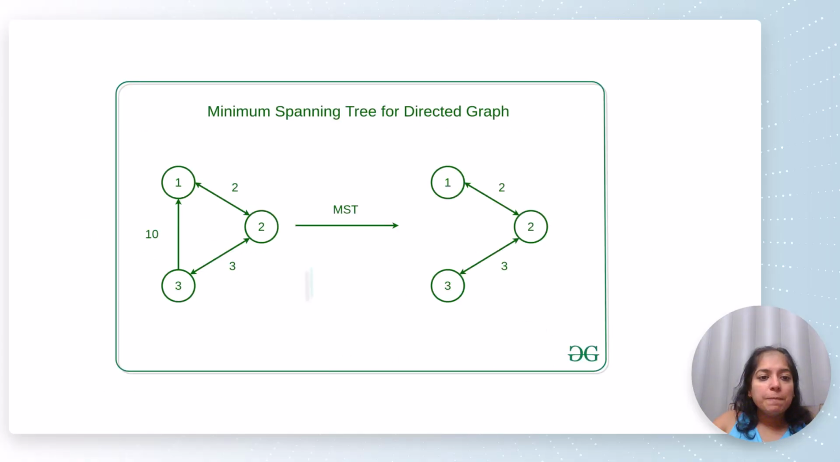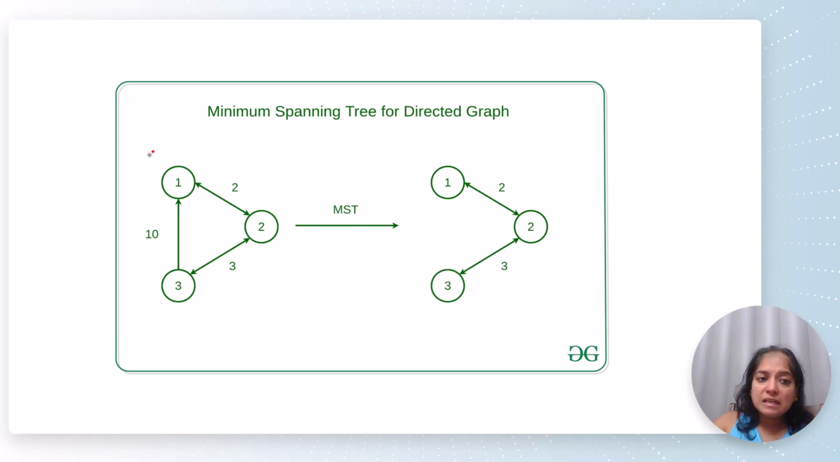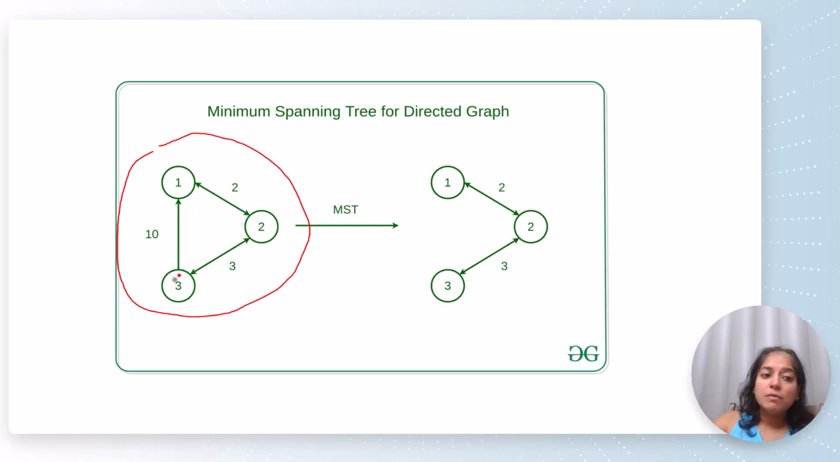For example, this is a graph. From 1 to 2, the cost is 2. From 2 to 3, the cost is 3. From 3 to 1, the cost is 10.